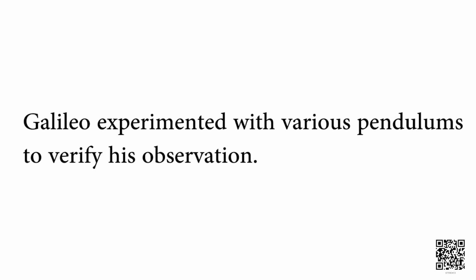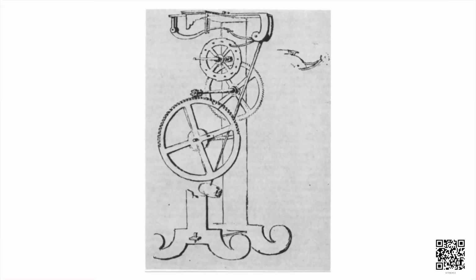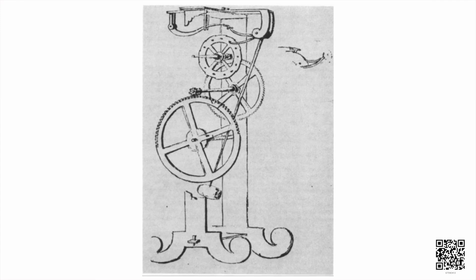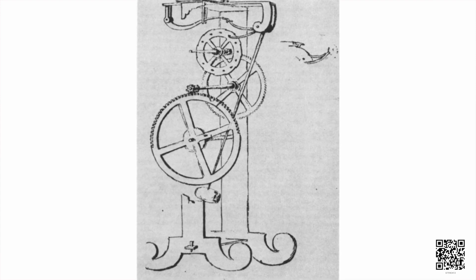So Galileo experimented with various pendulums to verify his observation. He found that a pendulum of a given length always takes the same time to complete one oscillation, and this observation led to the development of pendulum clocks, winding clocks. Also, the wristwatches were refinements of the pendulum clocks.